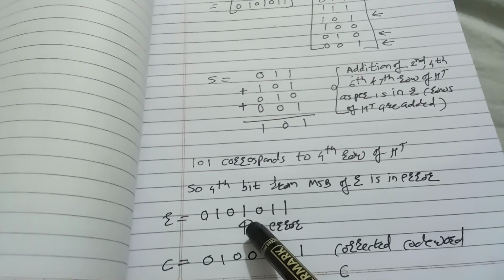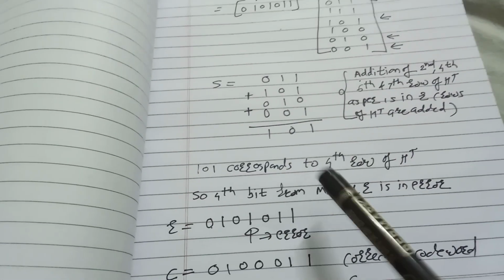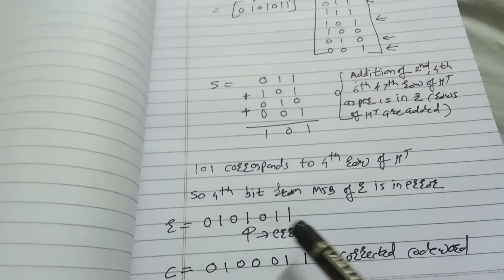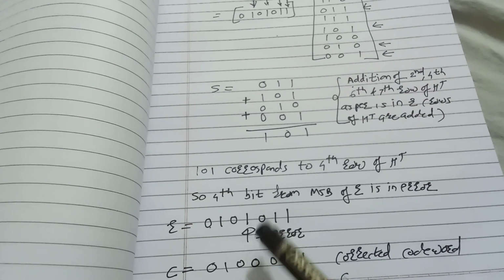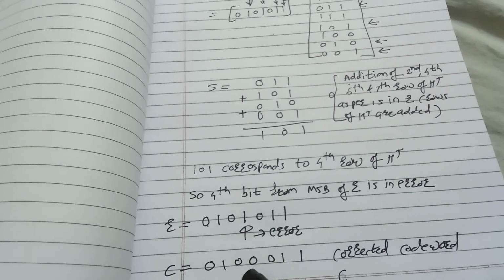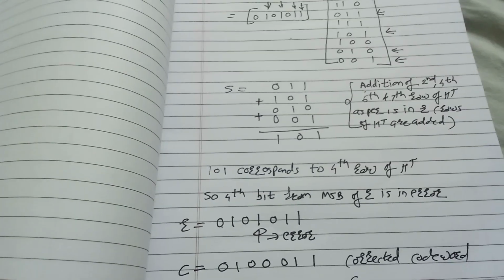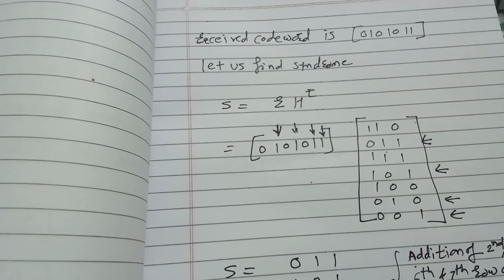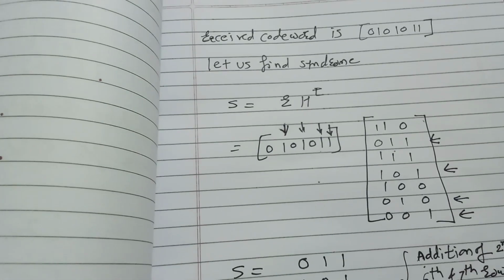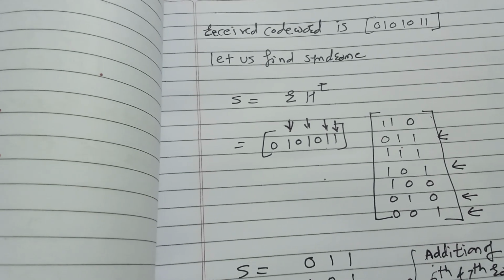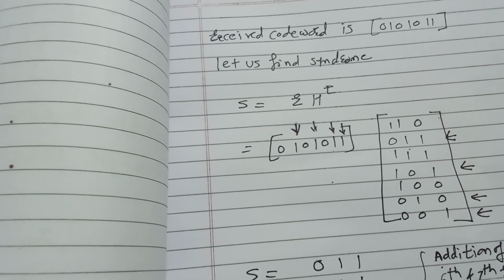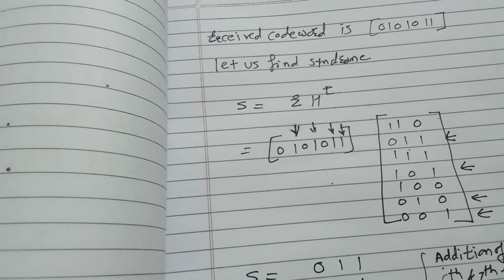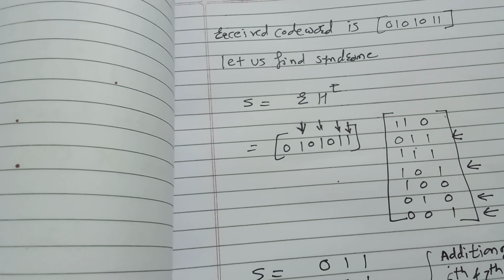So how to correct it? In binary, 1 becomes 0 if in error, or 0 becomes 1 if in error. So you have to just change 1 to 0. So we have changed 1 to 0 and you got the corrected code word. So this is for the LBC decoding. We will also take 2-3 more examples like this, so you will get more understanding about LBC decoding.